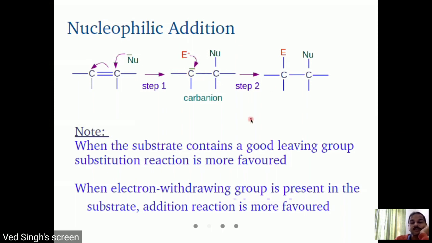When the substrate contains a good leaving group, substitution reaction is more favored. When an electron withdrawing group is present in the substrate, addition reaction is more favored. You should remember this: when substitution and when addition will be favored. When the substrate contains a good leaving group, substitution reaction will be favored, but when an electron withdrawing group is present in the substrate, addition reaction will be favored.